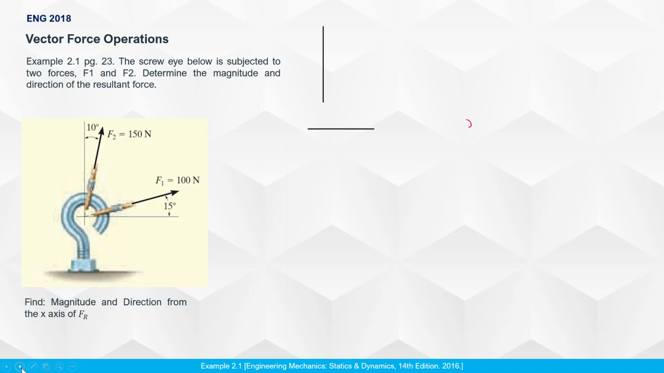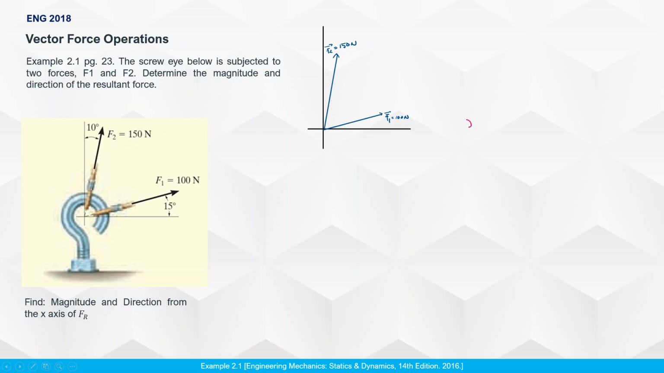We can start by actually drawing it first. We have F1 at 100 newtons, and it's 15 degrees above the x-axis. And we have F2, which is 150 newtons, which is 10 degrees from the positive y-axis. From here, we can see this is the kind of problem where we have two forces and we're being asked what the resultant force is.